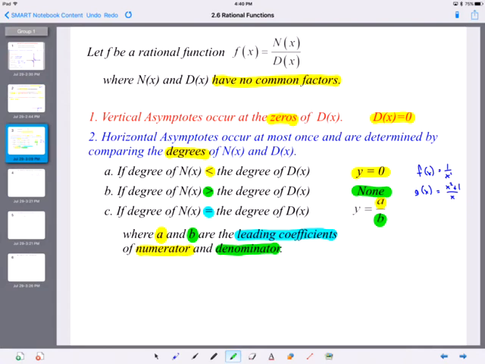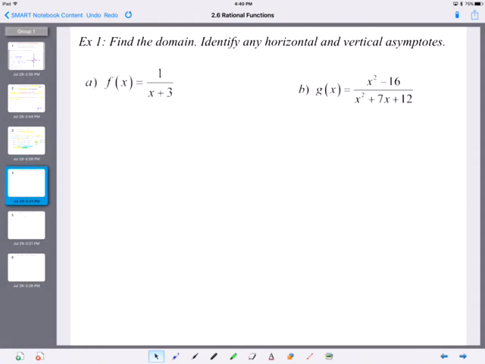We're also going to talk about the domain. We know which one of these has to do with the domain. It's your vertical asymptote, because your domain has to do with your denominator and your vertical asymptote has to do with your denominator. So let's take a look. First example, find the domain and then identify any horizontal and vertical asymptotes.